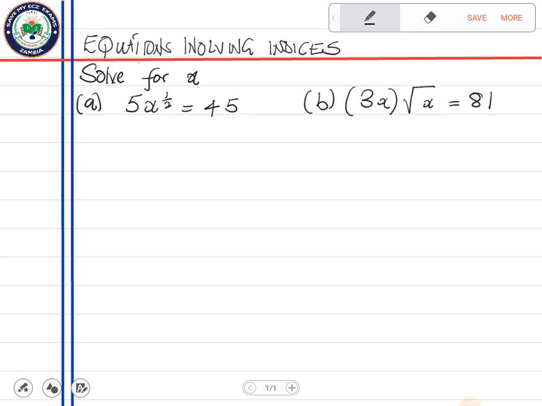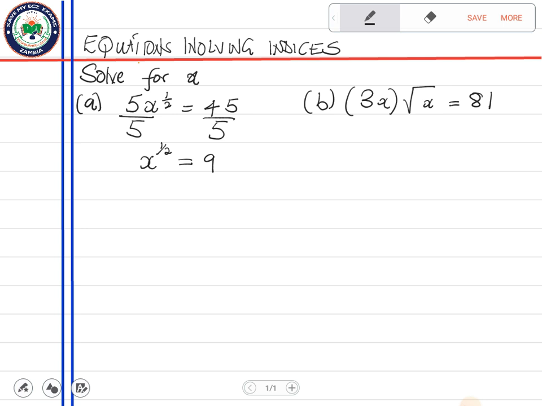Now take note that 5 is not raised to the power half. It's only x which has been raised to the power half. So in this case, all we have to do is just divide both sides by 5, so that we get x to the power half equal to 9.